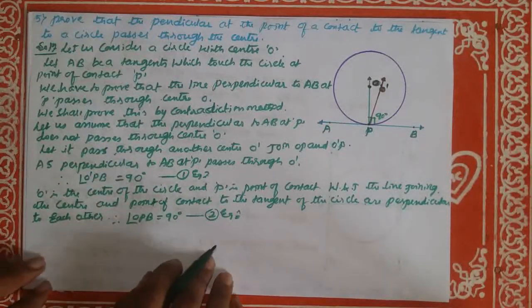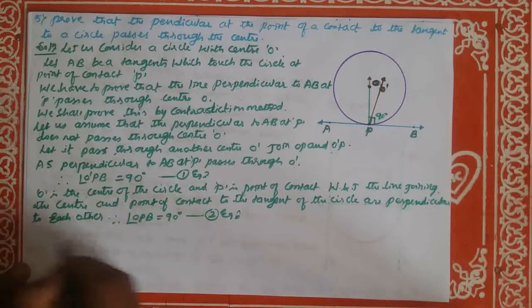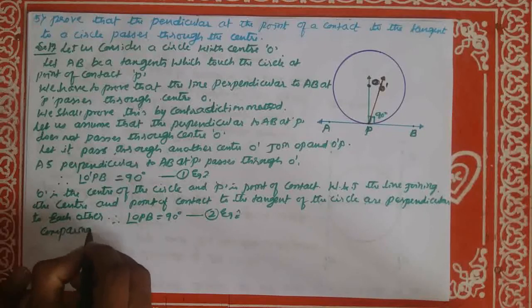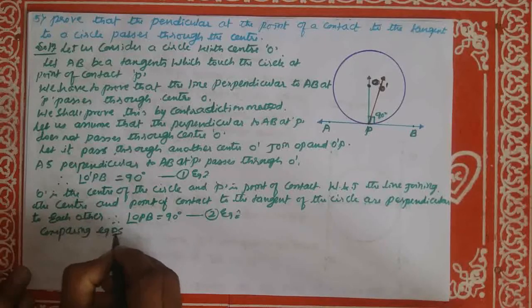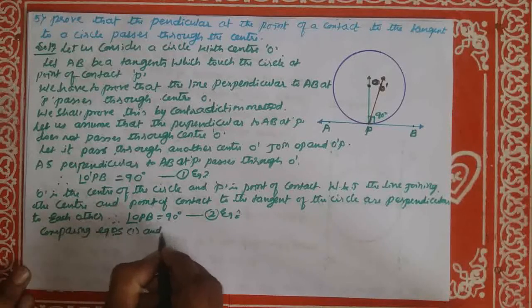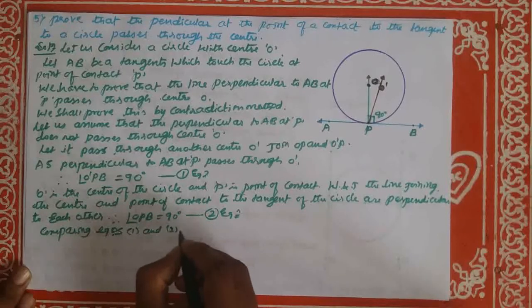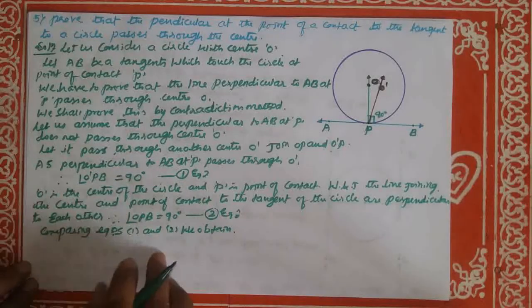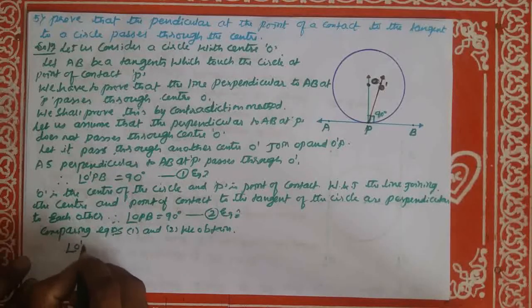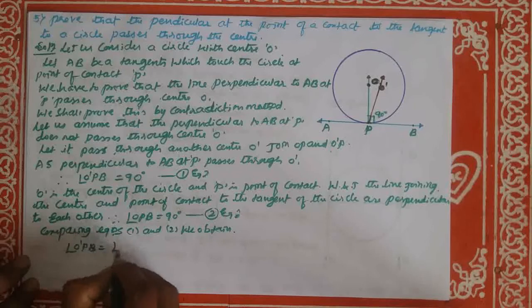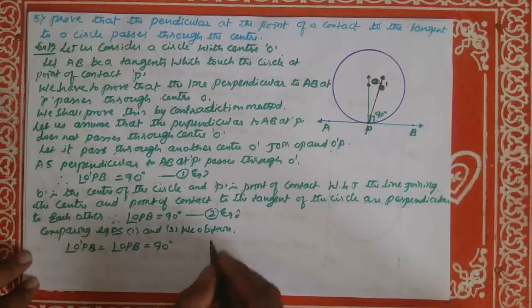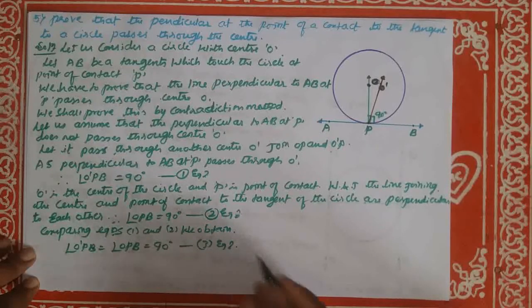Comparing equations 1 and 2, we obtain angle O dash PB is equal to angle OPB, which is equal to 90 degrees. Take it as equation 3.